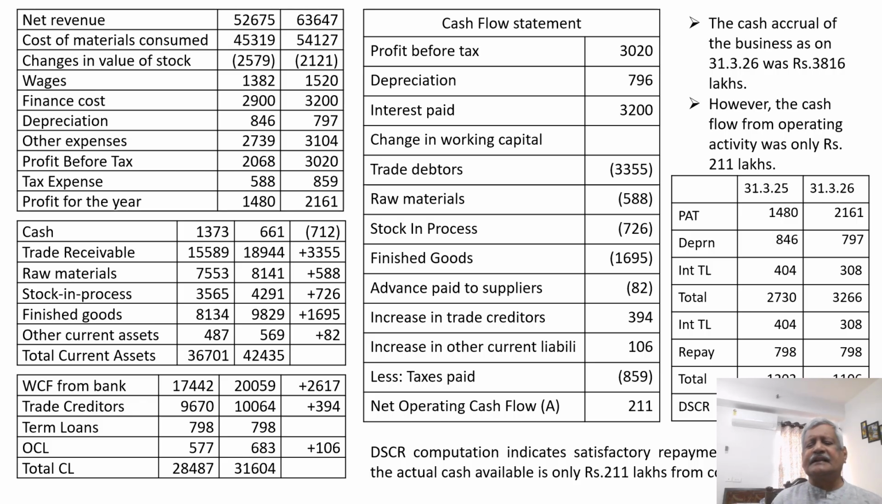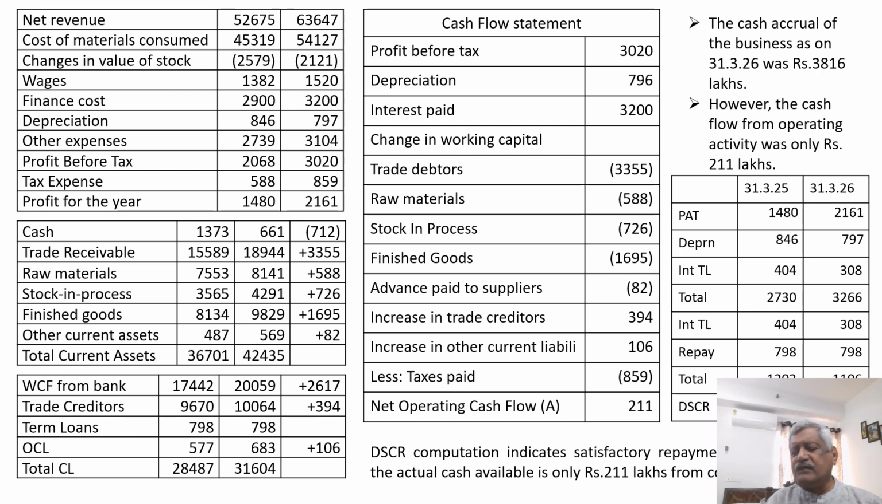It is a ratio which is used to determine the repayment capacity of the term loan. Here, if you look at the term loan, 798 is the repayment per annum, and the company had made a profit after tax of 1480 and 2161 as on 31/3/25 and as on 31/3/26. Depreciation was 846 and 797. Interest on term loan, taking into account the opening balance and the closing balance and taking an average of say 12%, works out to 404 and 308 respectively in 2025 and 26.